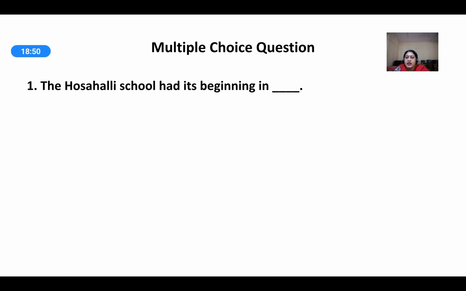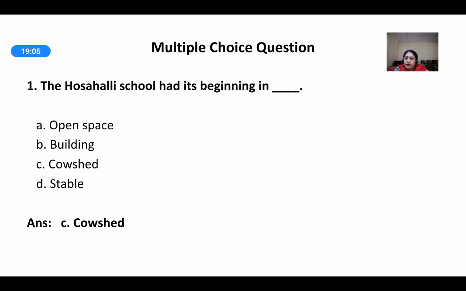Let us assess ourselves with the help of the multiple choice questions. The Hosahalli school had its beginning in: open space, building, cowshed or stable. And the answer is C, cowshed.